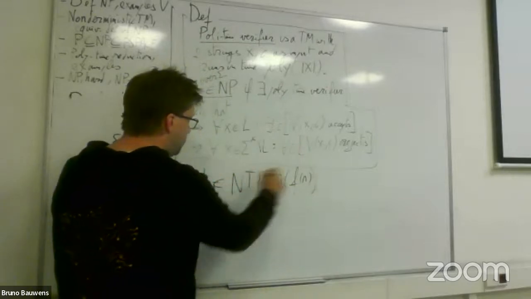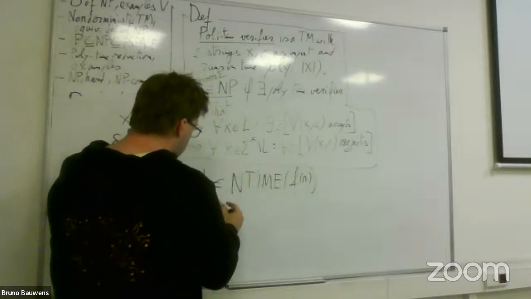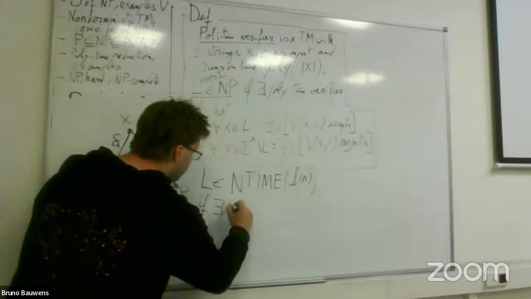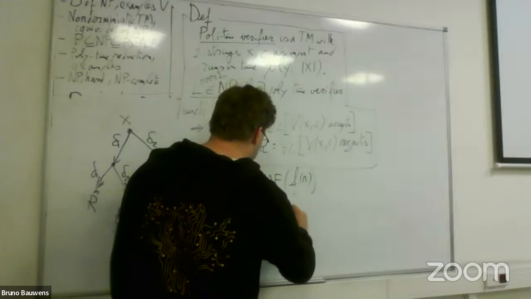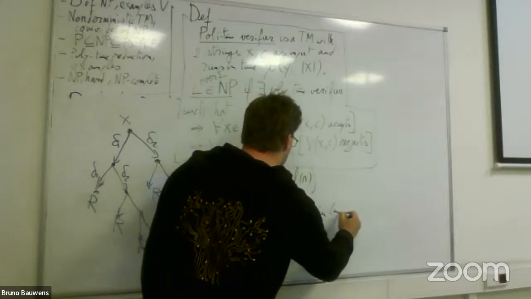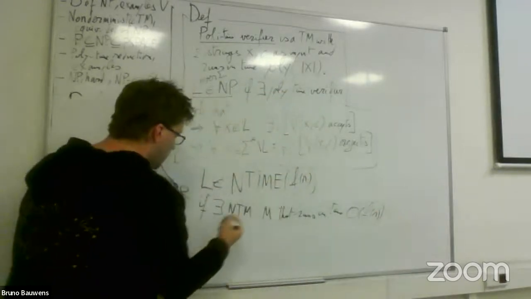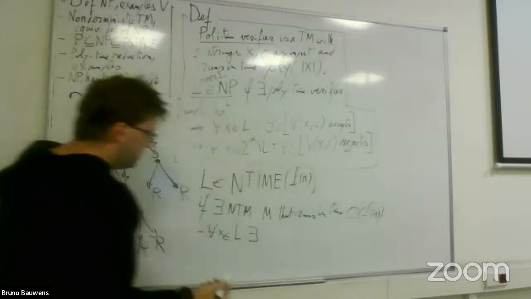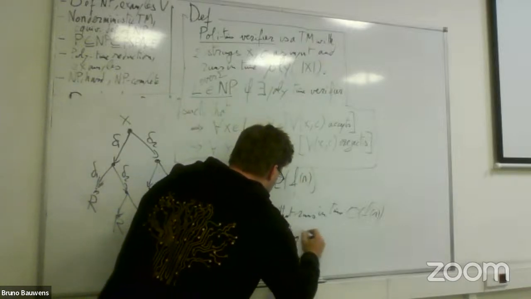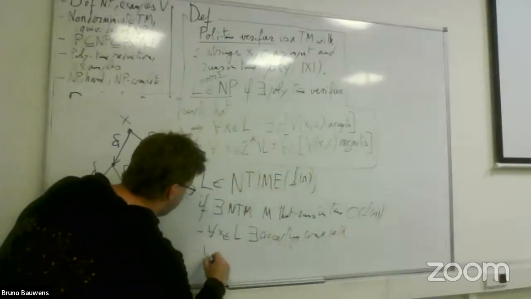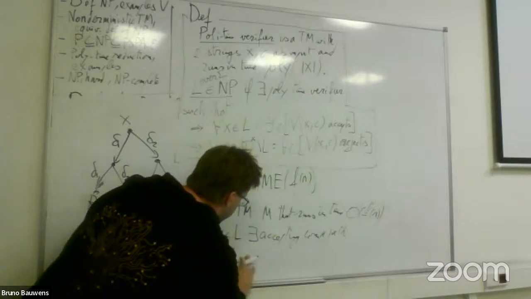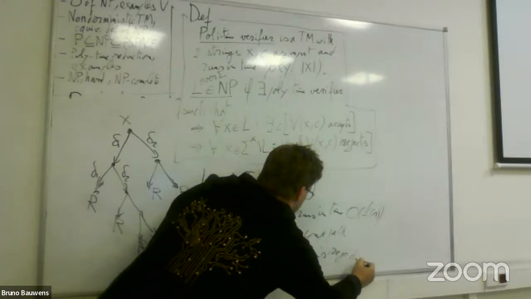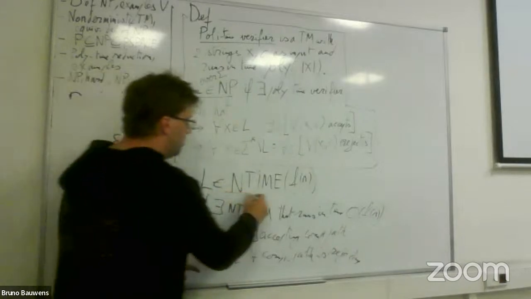So we say that L is in NTIME(f(n)) if there exists a non-deterministic Turing machine N that runs in time order f(n) and decides the language L. That means for every x in L, there exists an accepting computation path, and for every x not in L, every computation path is rejecting. Okay, so that's the definition of NTIME(f(n)).